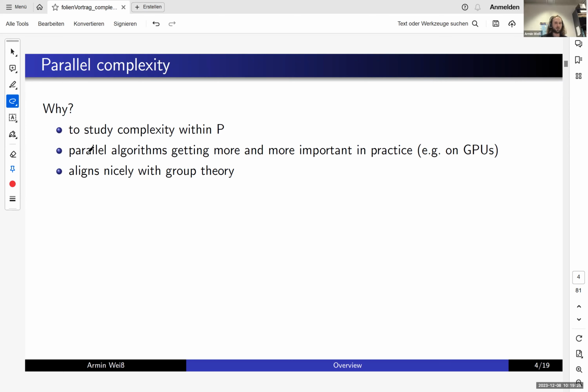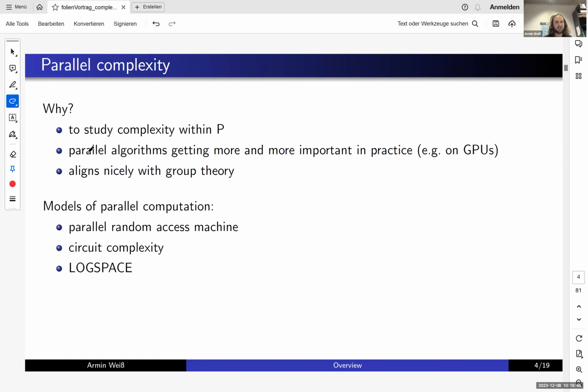Okay, yeah. So we can study parallel complexity to study problems within polynomial time. It's also of practical relevance, because GPUs and even CPUs now use massive parallelism. And we can also study it because it aligns nicely with group theory, which I will say a little bit about in a few moments.